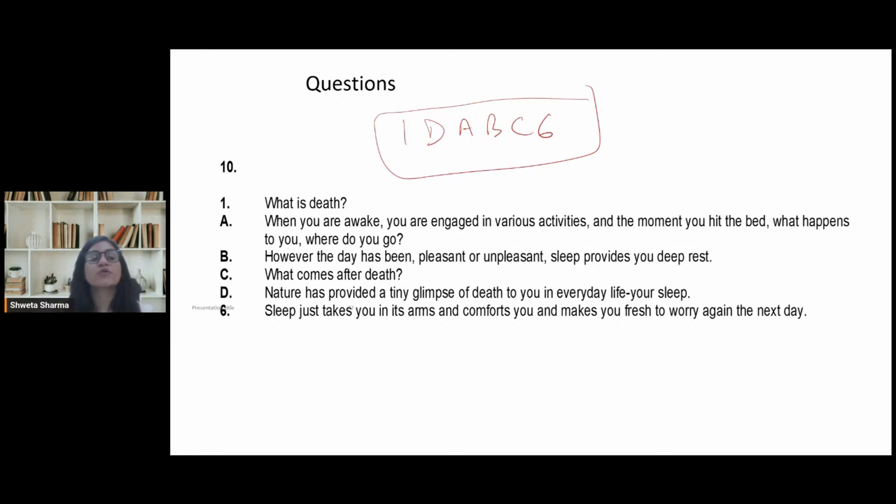This is the sequence you should follow. We start with what is death? Nature has provided a tiny glimpse of death to you in everyday life, your sleep. Then A, when you're awake, you're engaged in various activities. The moment you hit the bed, what happens to you? Where do you go? However, the day has been pleasant, unpleasant, sleep provides you deep rest. What comes after death? Sleep just takes you in its arms and comforts you and makes you fresh to worry again the next day.